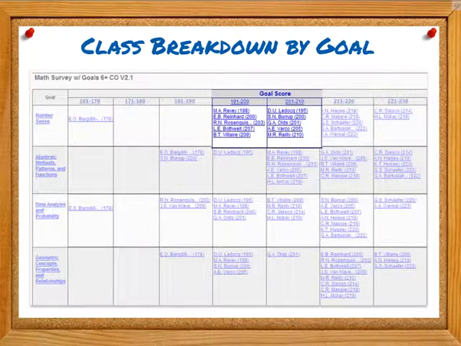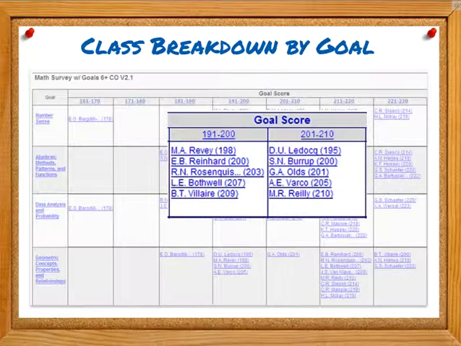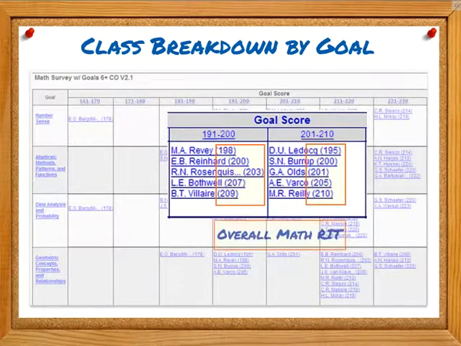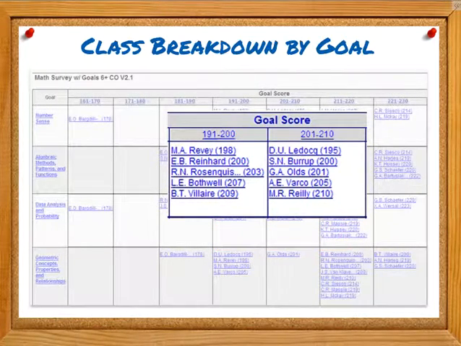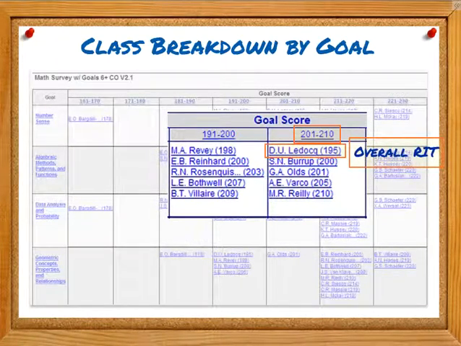Taking a closer look, I can get even more insight into my students' needs. Notice the number in parentheses. That number is the student's overall math RIT score. From that, I can see a student's relative strength. For example, this student is performing in a RIT range that is higher than his overall score, so this goal is a relative area of strength.